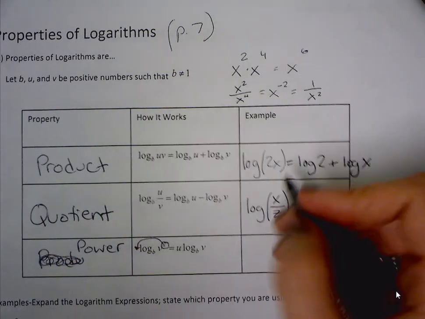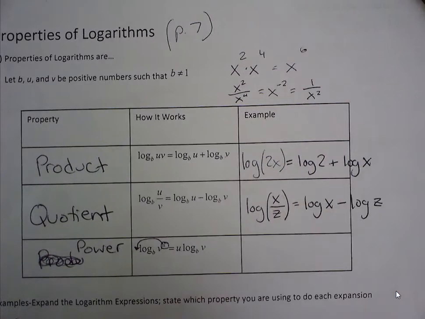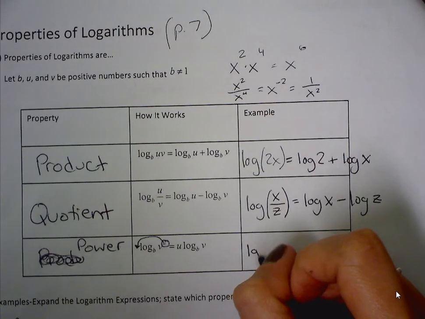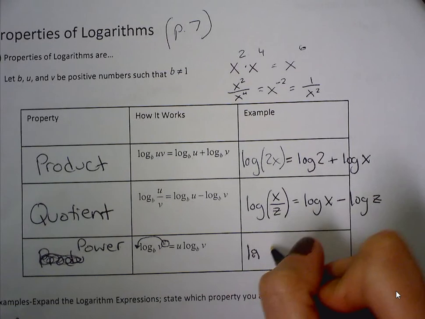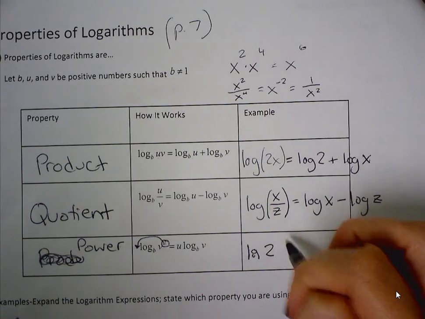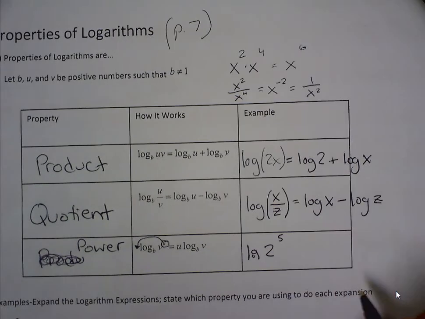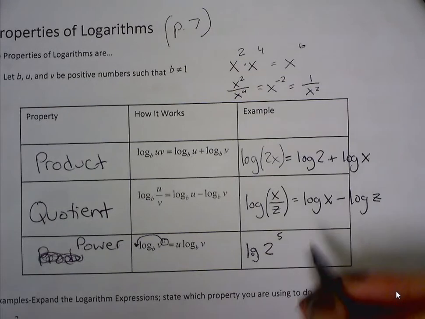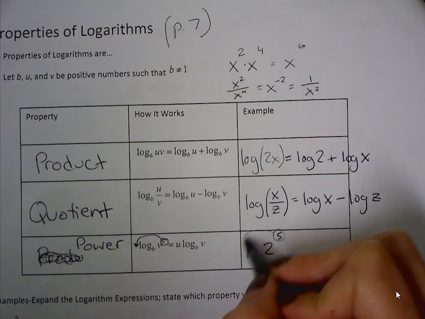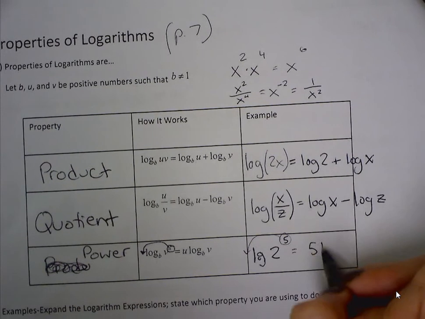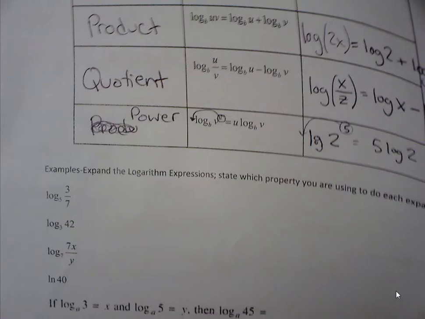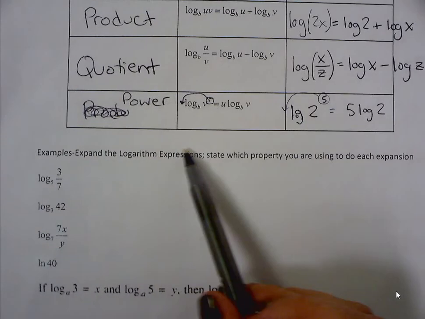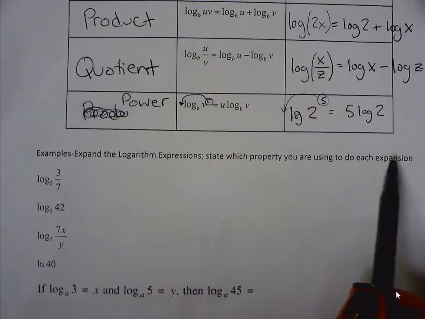Alright, so an example of that, if I have log of 2 to the 5th power, then I bring down my 5 in front and I have 5 log 2. Alright, let's go over these examples. These examples say, expand the logarithm expressions and state which property you are using.